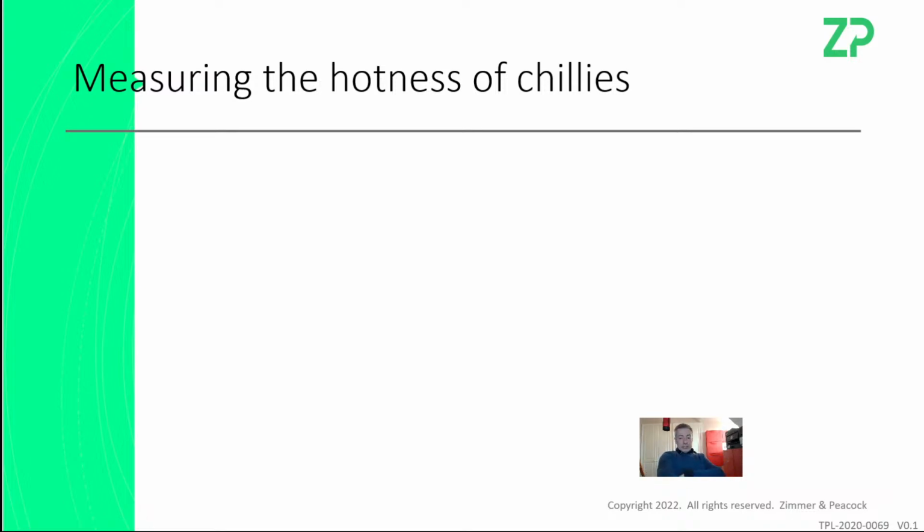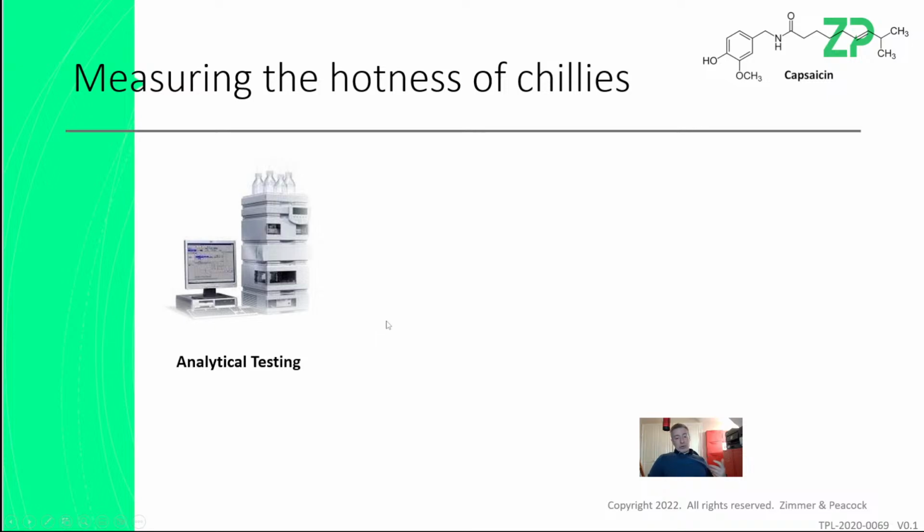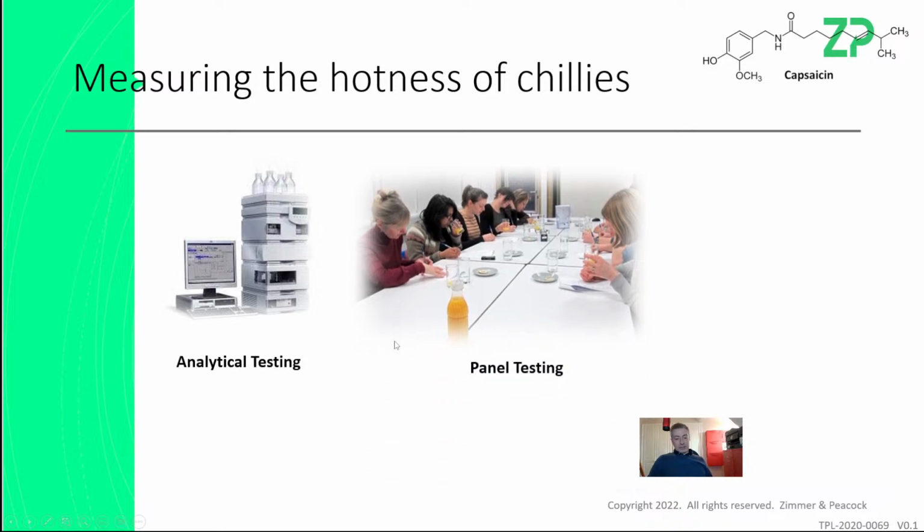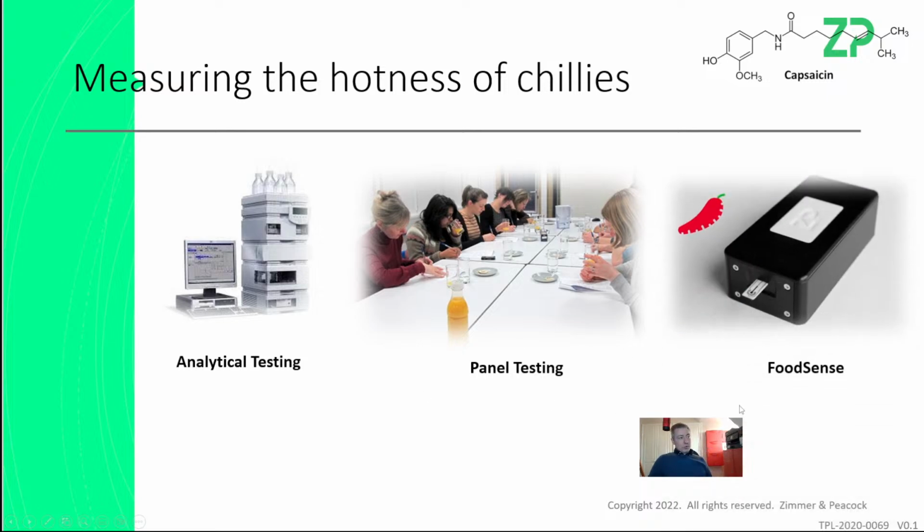Right, measuring the hotness of chilies. It's interesting because at ZP, we have a big background in medical diagnostics. We are ISO 13485, so we're certified for the development and manufacture of medical diagnostics, which is really important because it puts us at a quite high level when working in other spaces. So if somebody is trying to measure the hotness of chilies, there are three techniques. Analytical, using HPLC, high pressure liquid chromatography. There's panel testing, where people are literally tasting this stuff and scoring it, and then the FoodSense, which is something that we manufacture.